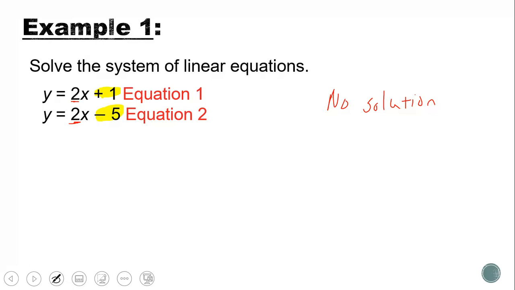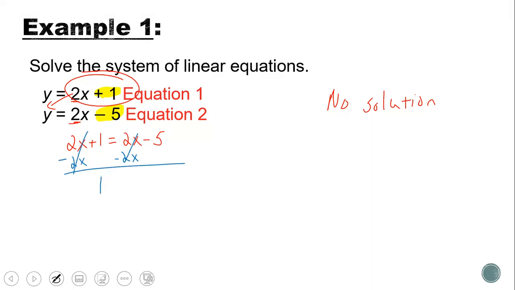So for example, the best way to solve this would be to use substitution, because I have both of my equations solved for y. So I'm going to take this and plug it in for y in my second equation. I'm going to get 2x plus 1 is equal to 2x minus 5. Now, if I solve this by getting rid of 2x over here, what ends up happening is it cancels on both sides. So what you're left with is 1 is equal to -5.